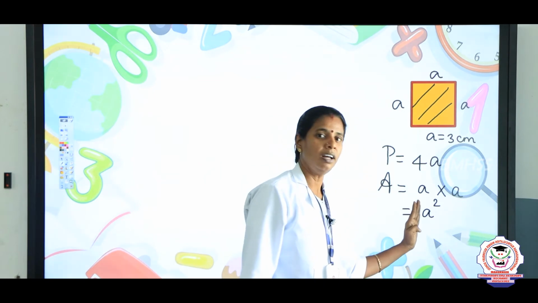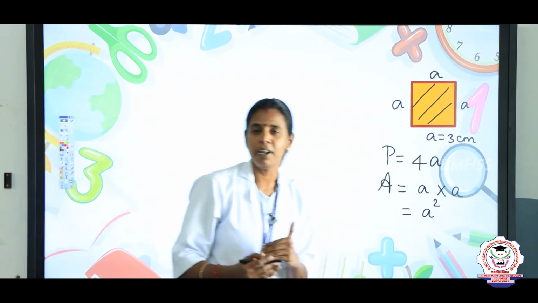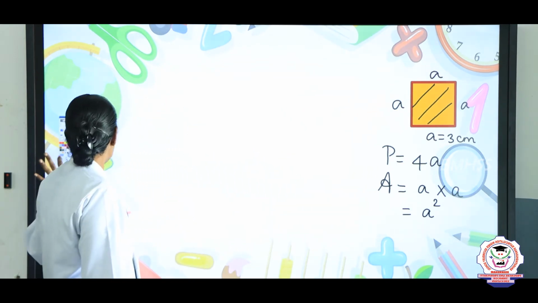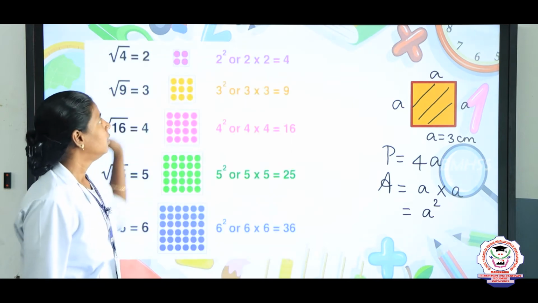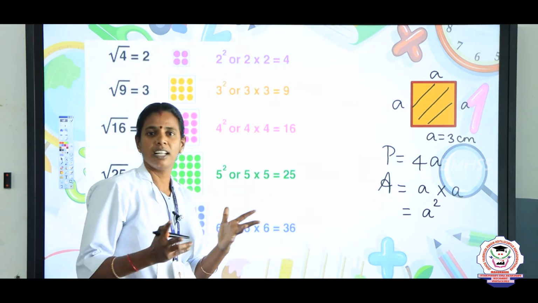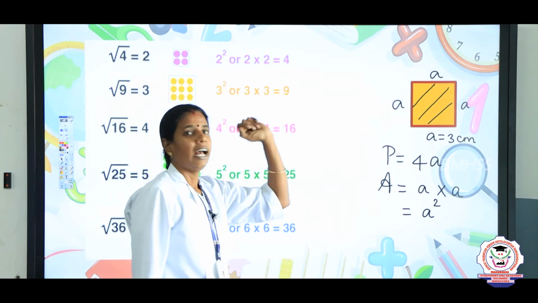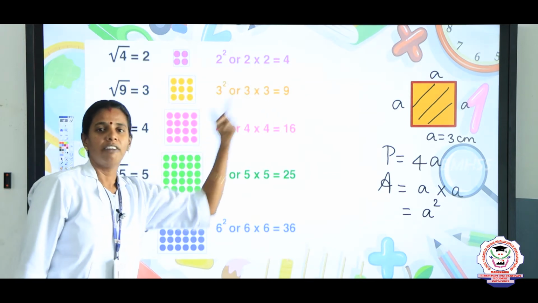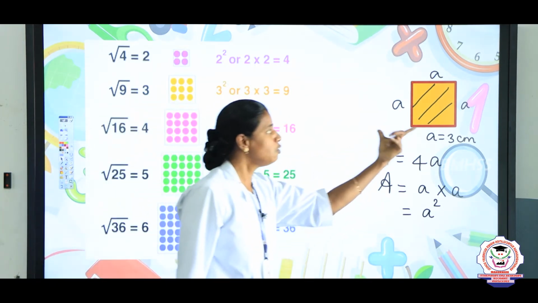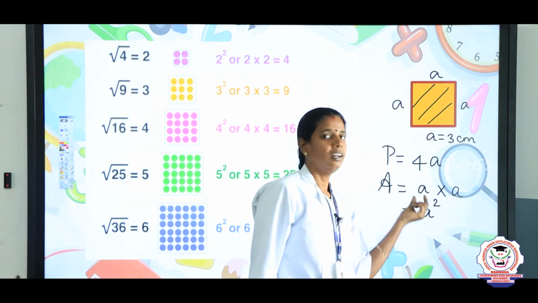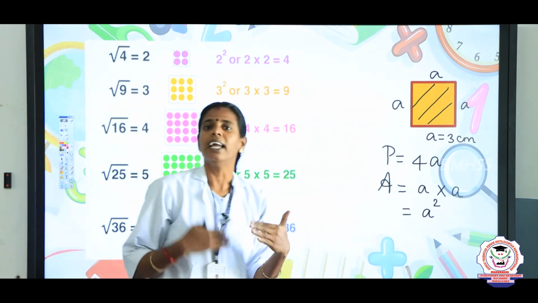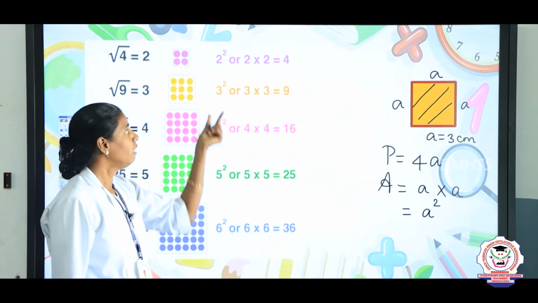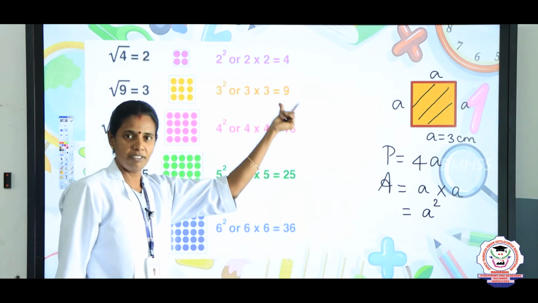Here a number multiplied by the same number is called a square number. Now we are going to see what squares are. See, 2 square is nothing but 2 into 2, which is 4. So the 2 square value is 4. We use square numbers to find the area of the square, by multiplying a number by itself, that is, twice. So that is the square number, children. For 3 square it is 3 into 3, which is 9.